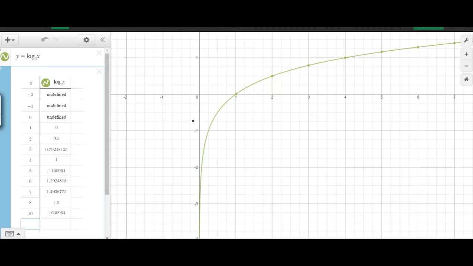And so this is what our graph is going to look like here. We're going to talk about our domain being from 0 to positive infinity, and our range being from negative infinity to positive infinity, like all real numbers.